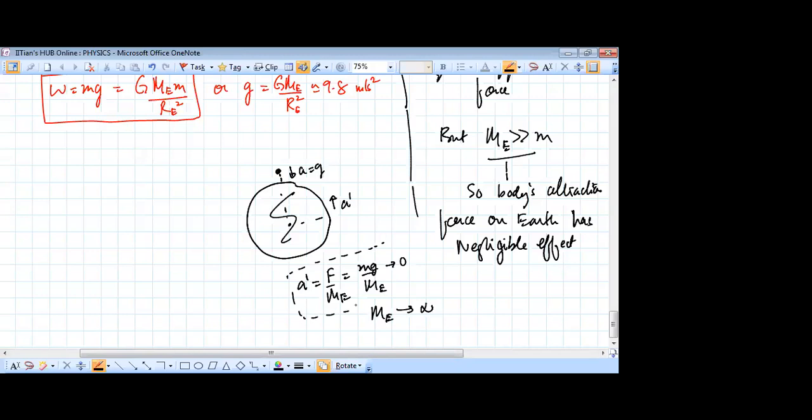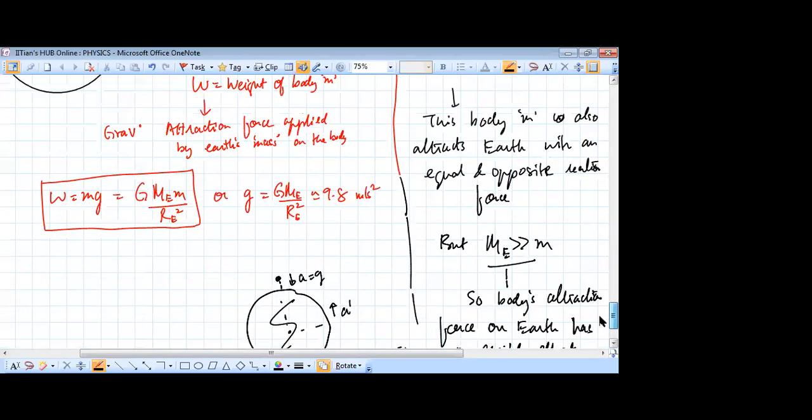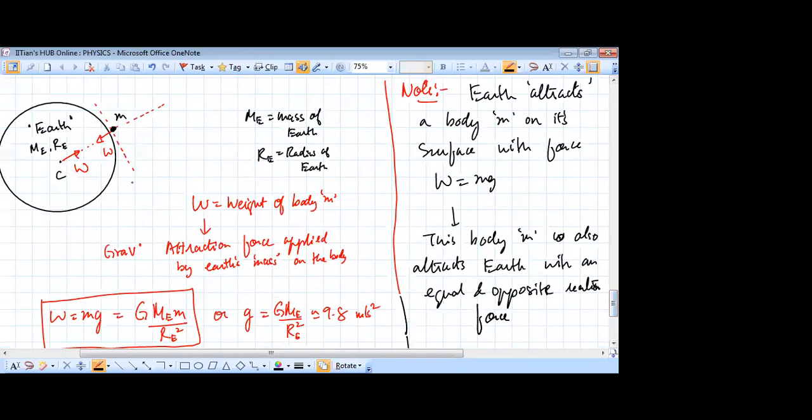But that doesn't mean that reaction force does not act. Okay. It very much acts. And this gravitational pull of the earth on that body is equal and opposite to the gravitational pull of that body on earth.